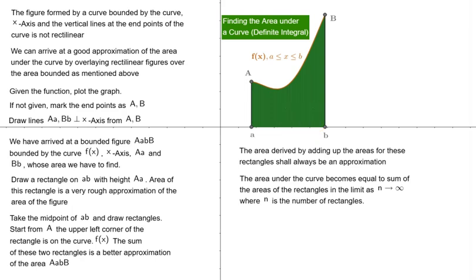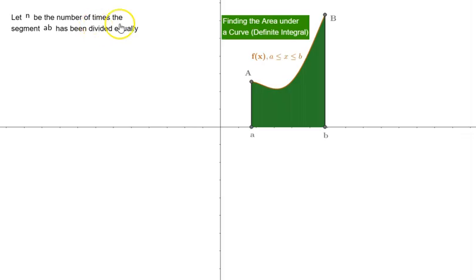Now, let's actually work through this. This is the explanation part. Now, let's look at how exactly we arrive at this. Let n be the number of times the segment AB has been divided equally. The width of each interval is, let's say, delta x equal to the segment AB divided by n, or we can say the x value of B minus the x value of A, divided by n.